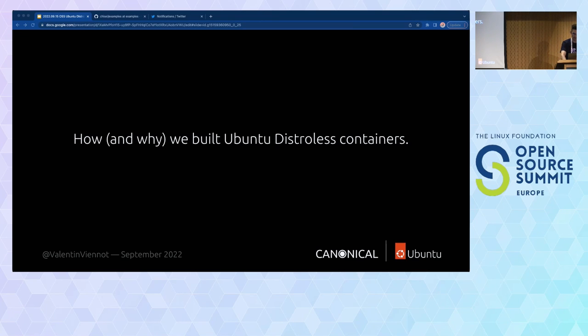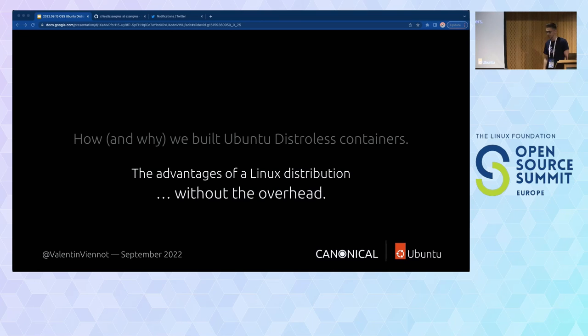So let's get started. Another title for this talk could have been how to get the advantages of a Linux distribution on a container image, but without the overhead, in particular the size overhead. I'm Valentin, my Twitter handle is there. I'm working for Canonical, proud open source contributor for the past 2 years. I'm the product manager for our container images and anything that we're doing in the OCI container space. I'll be there after this presentation, and tomorrow as well. So if you want to come and chat, you're welcome. I have the green sticker on there.